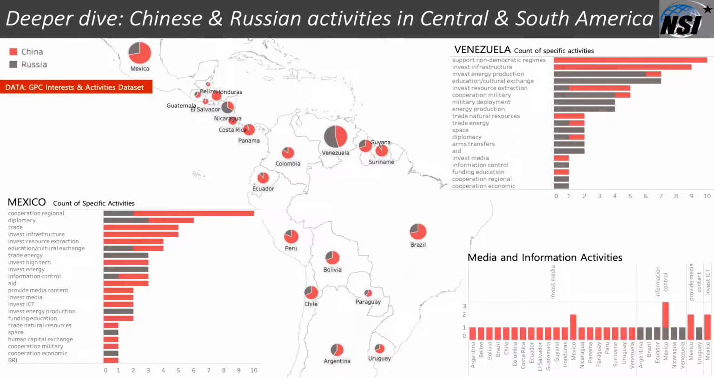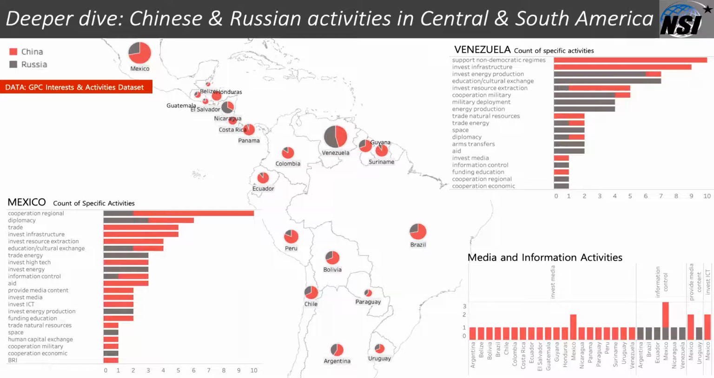So as you'll see here, we can also use the GPC interests and activities data set to look in more detail at the scope of Russian and Chinese activities in a specific region. In this analysis, we focused on Central and South America, as this is a region where the US is used to being largely unchallenged. As you can see, this is no longer the case.